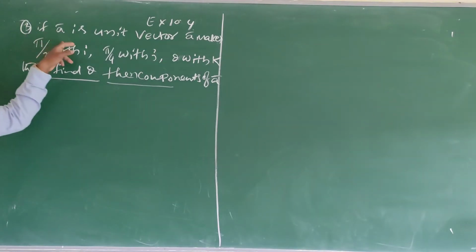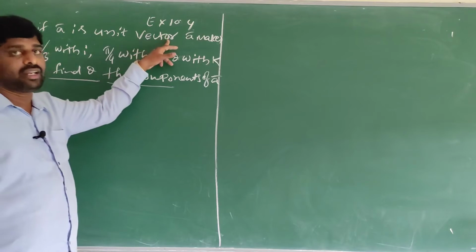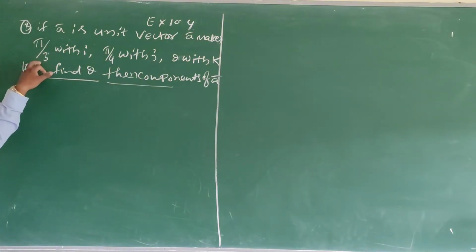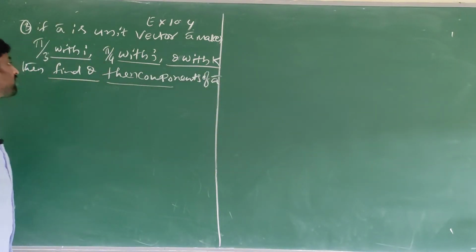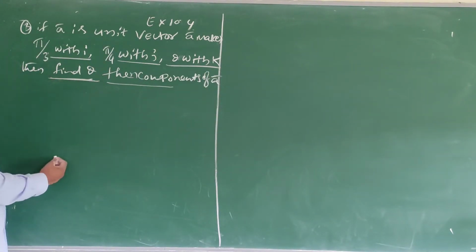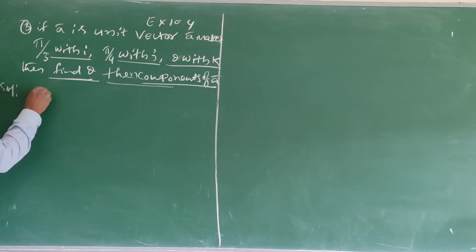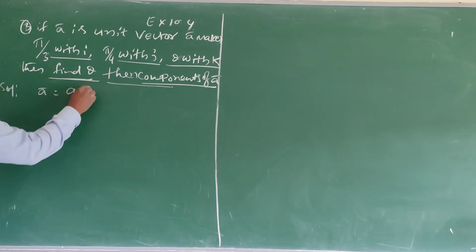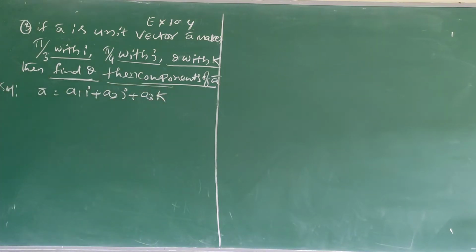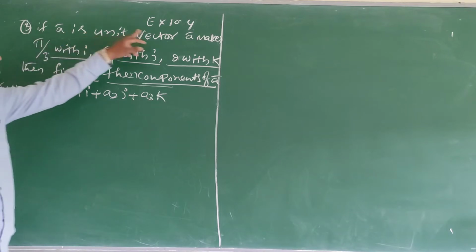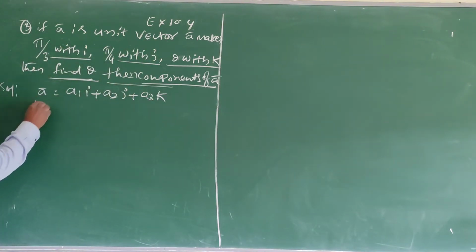Here, A bar is a unit vector. A bar makes an angle pi by 3 with the I component, pi by 4 with the j component, and theta with the k component. I have to find theta here, and again I have to find the components of A bar. Now first I have to assume A bar equal to A1 I cap plus A2 j cap plus A3 k cap. Now they are telling A bar is a unit vector. A bar is a unit vector means the magnitude of A bar is 1.